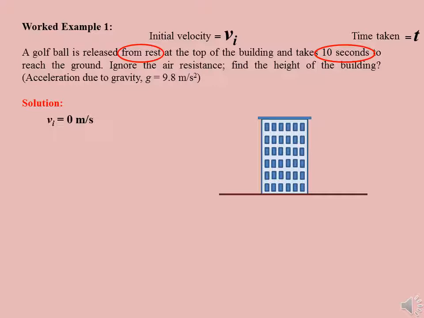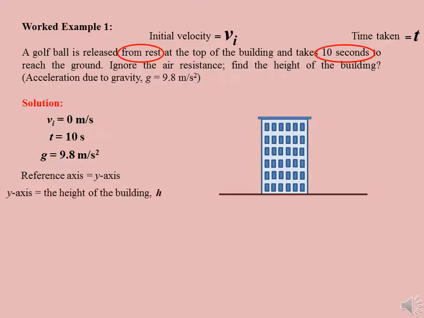It is clearly shown that the time taken for the ball to reach the ground is 10 seconds, thus t equals 10 seconds. Acceleration due to gravity is also given in the question, that is g equals 9.8 meters per second squared. There is one unknown variable that we need to find, that is the height of the building. Since the height of the building is measured vertically from the ground, we should use the y-axis as the reference axis. Thus, the question requires us to find the value of y that indicates the height of the building.